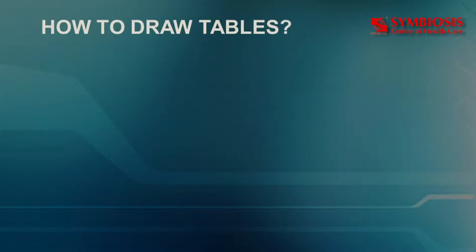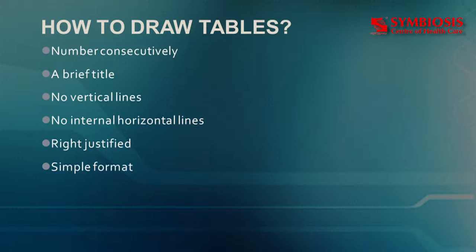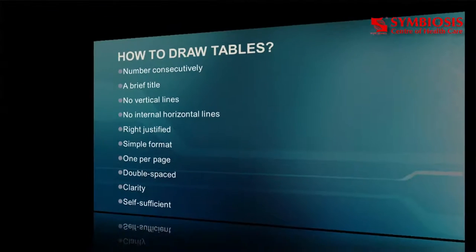Then how to draw tables now? You have to number them consecutively, you have to provide the title. Generally vertical lines are not encouraged, no internal horizontal lines generally, right justified is recommended. Simple formats are useful. If you use much more complex formats, people may not be happy about it. One table per page is generally recommended. You use double spacing while writing the numbers, clarity should be there and it should be self-sufficient to explain the proper information that has been presented in the table.